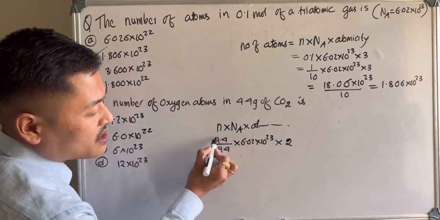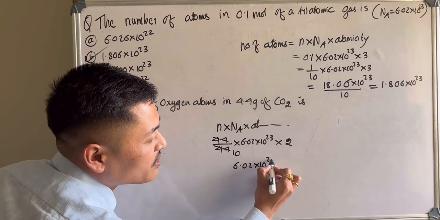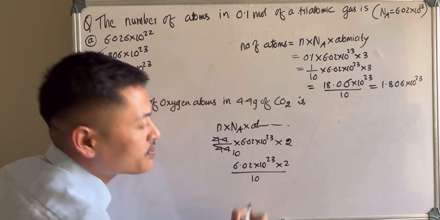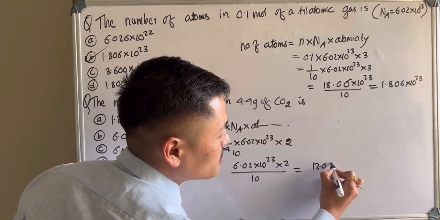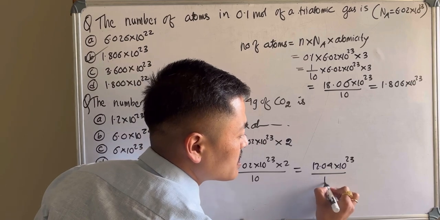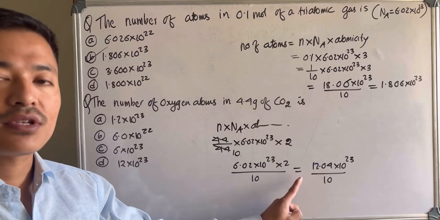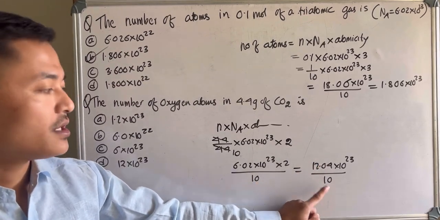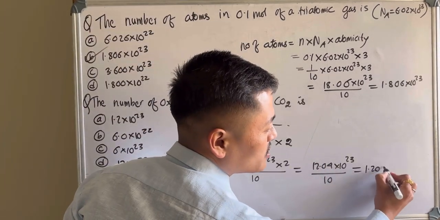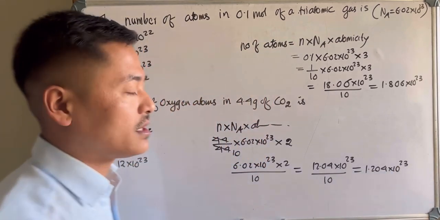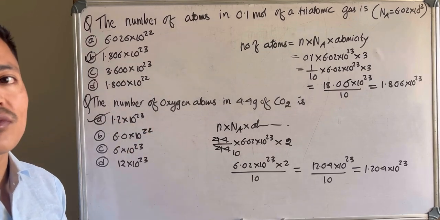If you remove the decimals and cancel, it will be 10. So it will be 6.02 into 10 to the power 23 into 2, whole divided by 10. You just multiply the 2 with 6.02, it will be 12.04 into 10 to the power 23 divided by 10. Again, you can check the options: in none of them are there 2 digits before the decimal. That is why you again need to shift this decimal. Since there is 10, you can shift the decimal one place before. That is why it will be 1.204 into 10 to the power 23, which is option number A. So this is how you must solve it.